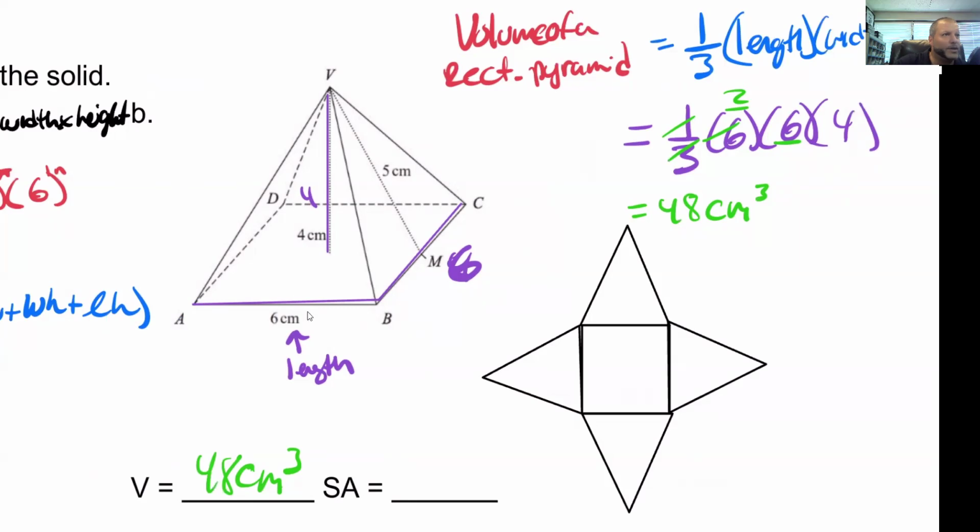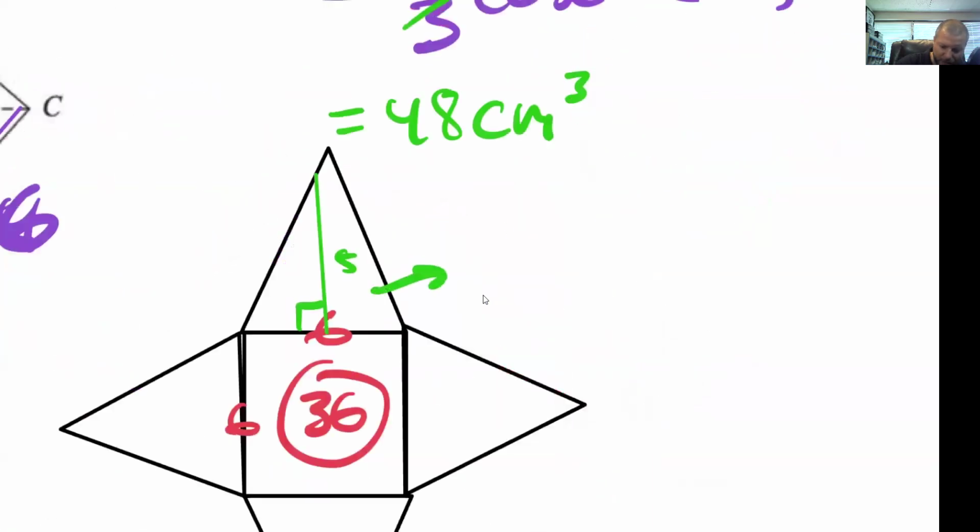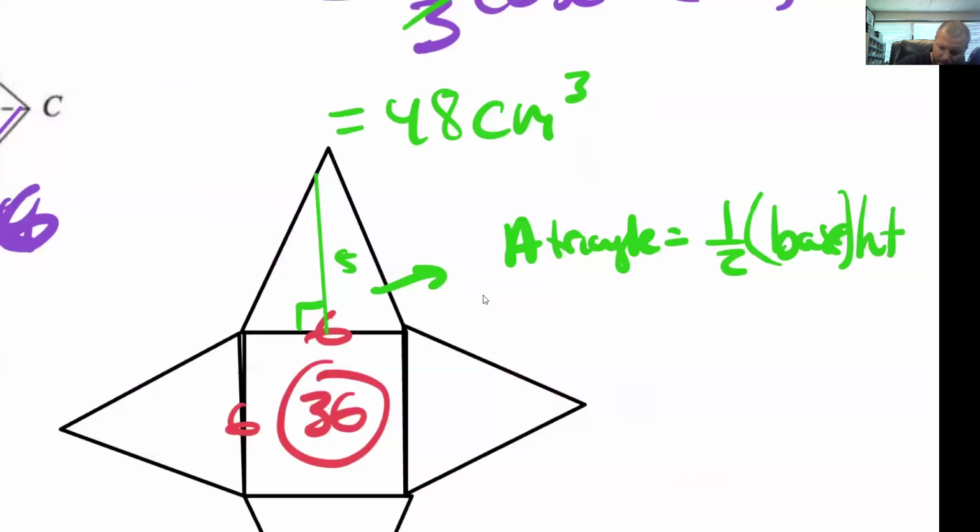So here, the square at the bottom, 6 by 6. So this is going to be an area of 36. If I look at the shapes that are made, each of these would be triangles, right? This would be the height of the triangle. So this is 5. So if I want to find the area of one of my triangles, the area of a triangle is half of base times height.